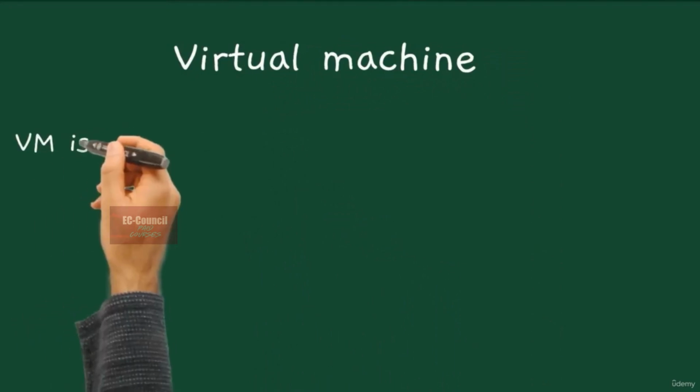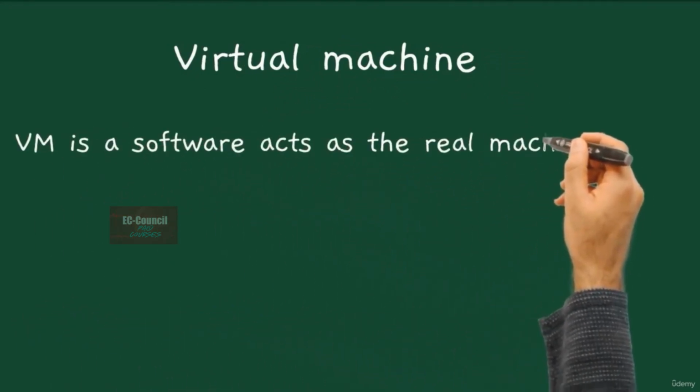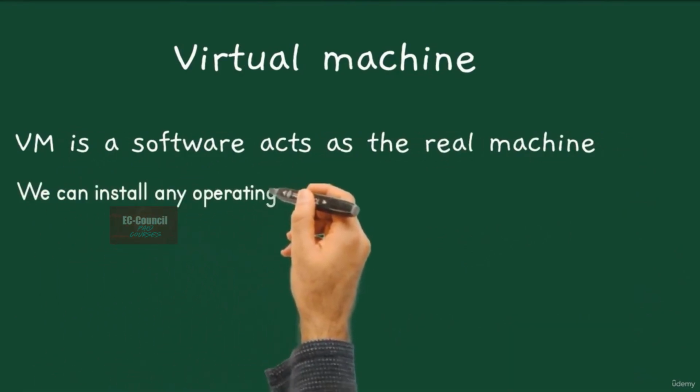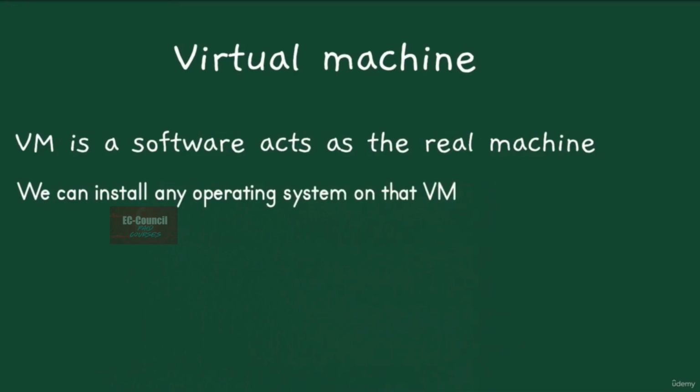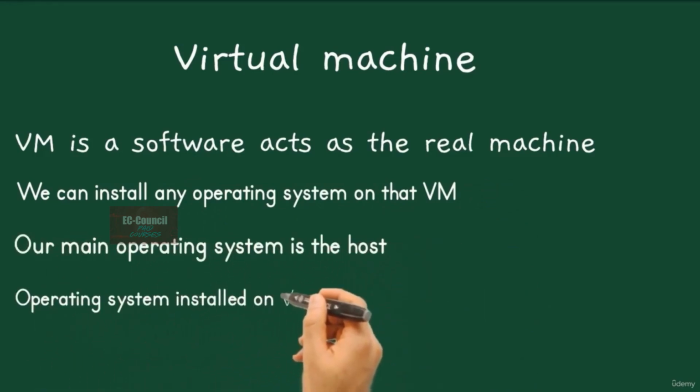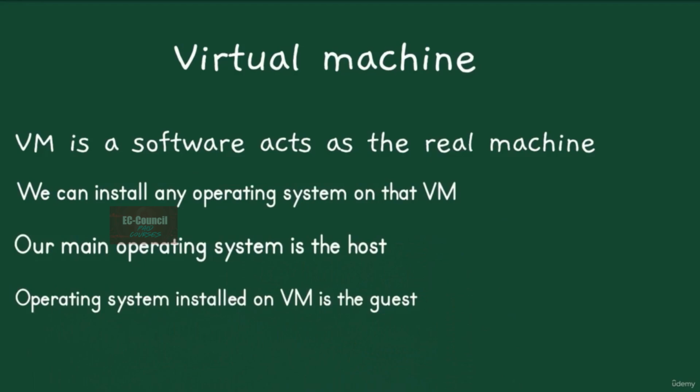What is a virtual machine? A virtual machine is software that provides the features of a real machine, such as our computer or laptop. So we can install any operating system on that virtual machine. We simply install the virtual machine software on our Windows, and Windows is our host operating system, and any operating system installed in that virtual machine is called the guest operating system.